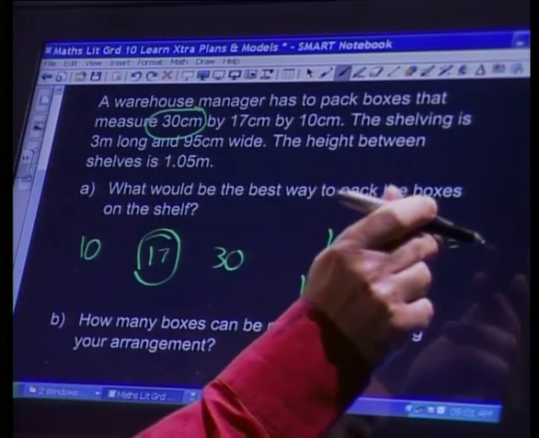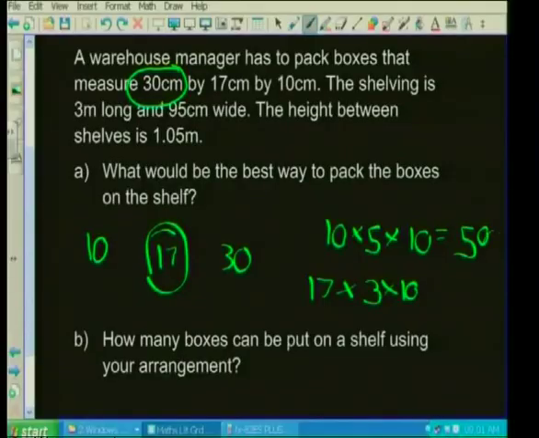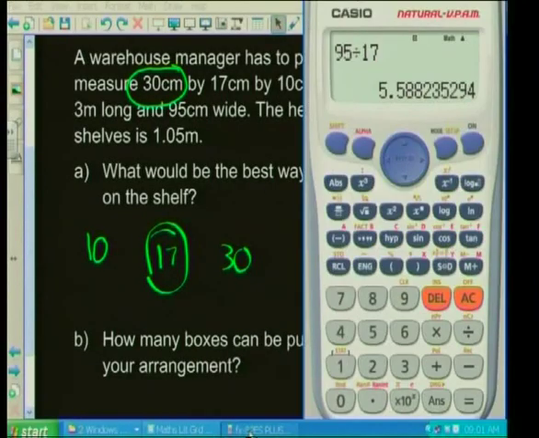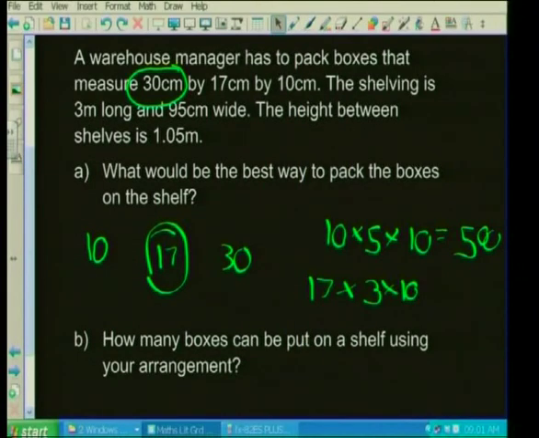Now, this one we said was 500. But look at what happens with the next one. If I change that face, I've got 17 times 3 times 10. And that comes out to 510 boxes. So simply by turning my boxes and not putting the longest side along the front of the shelf, I have the possibility of squeezing in on this shelf another 10 boxes.